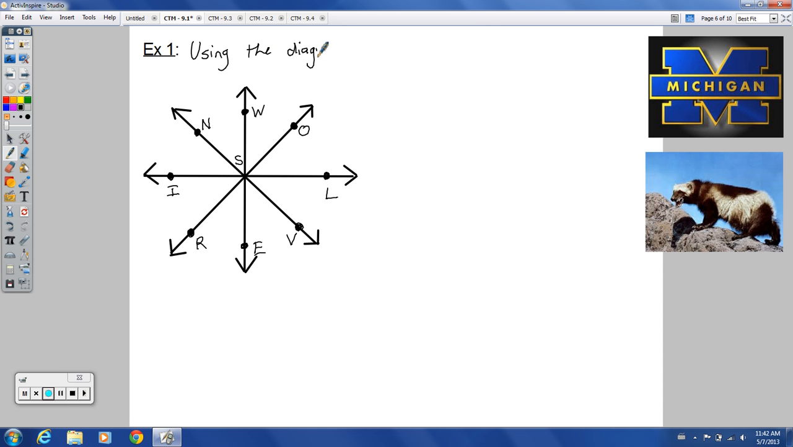Okay, so using the diagram below, we're going to have different parts to this problem. So let's determine, this is going to go back to our set theory chapter a little bit. We're going to use the idea of intersections and unions and just see that we understand what I mean by these things here. Ray OS and the intersection of that with ray RS.